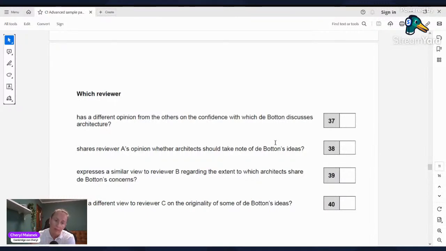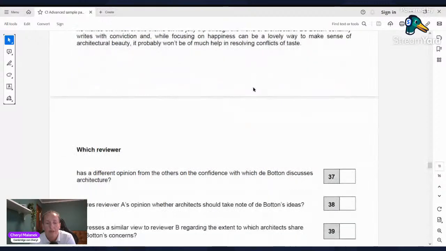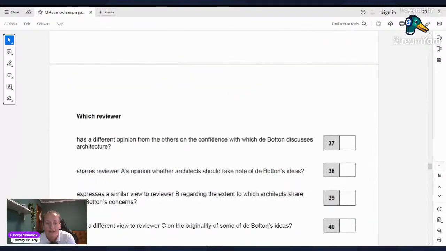The second thing that people have problems with here, and this goes for all parts of the exam, is not reading the questions carefully. If people don't read the questions carefully, they start underlining in the text the wrong information. So always spend a little bit of time making sure you understand the exact question that's being asked.